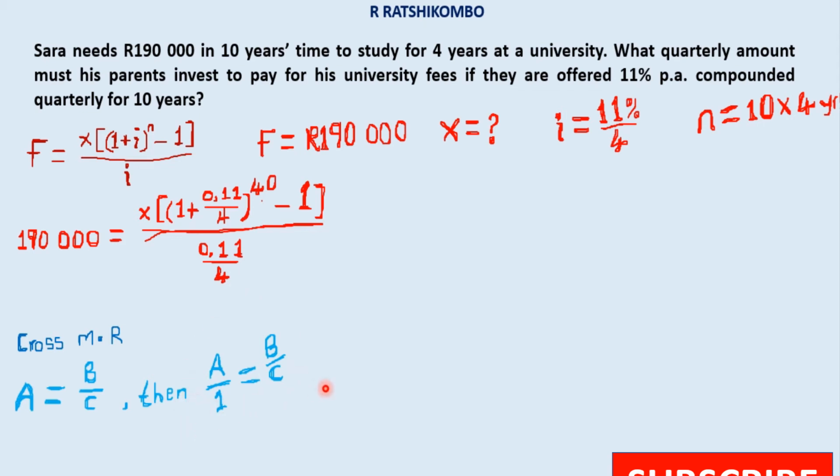So now let's talk about the cross multiplication rule. What does it say? If we have A over 1 equals B over C, this simply means that we can say A multiplied by C should be equal to 1 multiplied by B, like that. So this is basically cross multiplication. It's exactly like this.